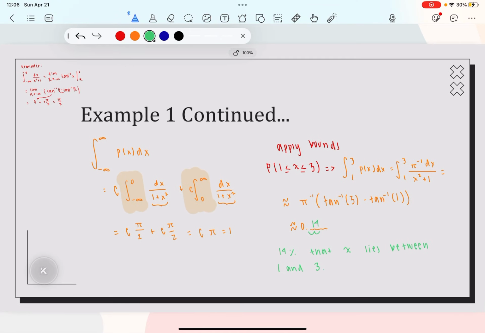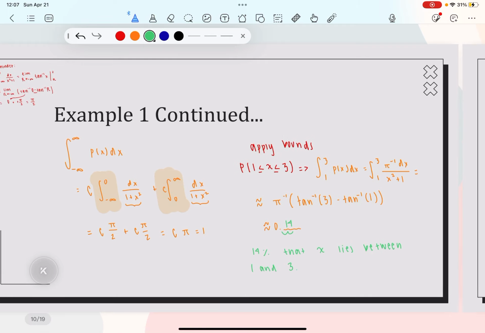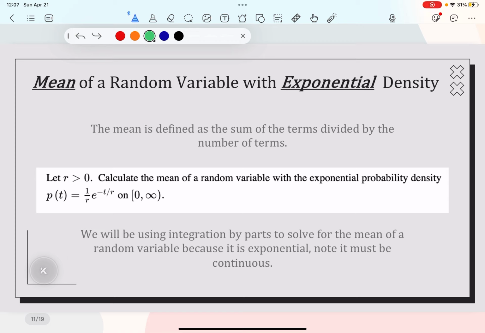Okay, so that was the first example, and the next example I have is kind of just elaborating further on this, but I don't have an example for this. So we're just going to look at what the book says. So for this, we're going to be looking at the mean of a random variable with exponential density. So as we all know, the mean is defined as the sum of the terms divided by the number of terms. So that's like A plus B plus C. There's 3 terms. That's going to give us our x bar, which is then translated to the average. All right?